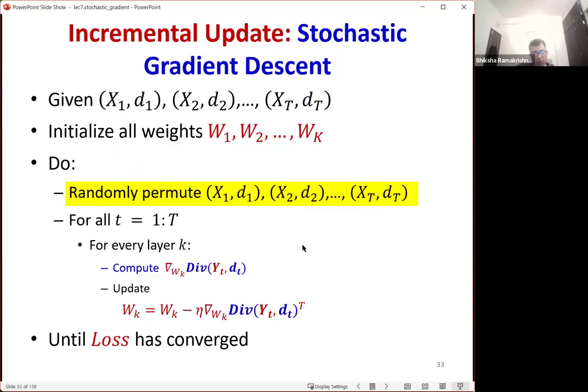So in the pseudocode, how do you randomize it? If you keep going through the data points in the same order, you can get cyclic behavior. So between epochs, you're going to have to permute your data instances to change the order. And only then is this process going to work in any reasonable manner.